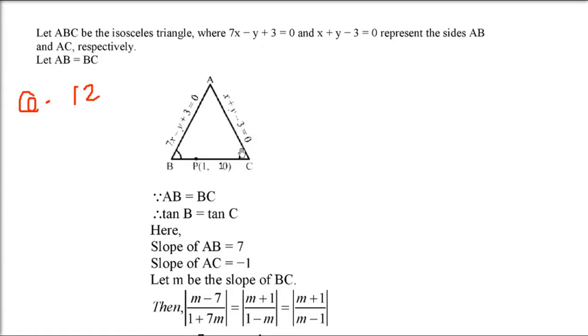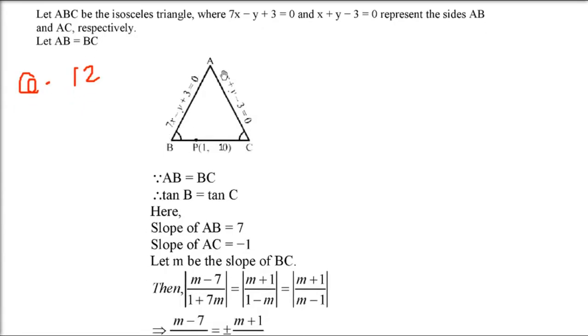So we have an isosceles triangle. So these two angles will be equal. These two line equations are given to you. So first of all, we need this point. And we have the BC line which is passing through 1 comma minus 10. So these two sides are given.